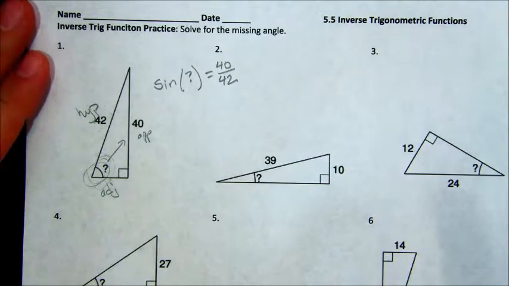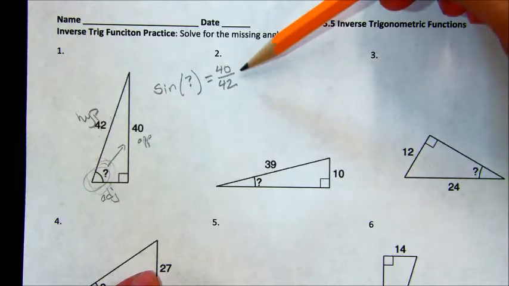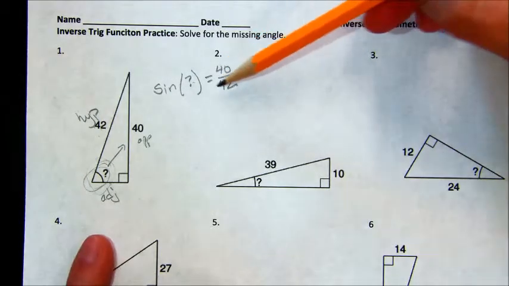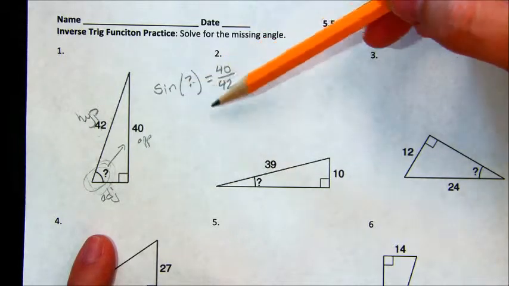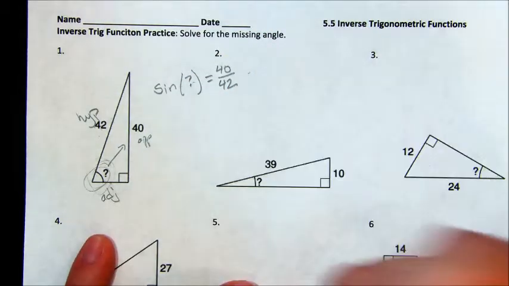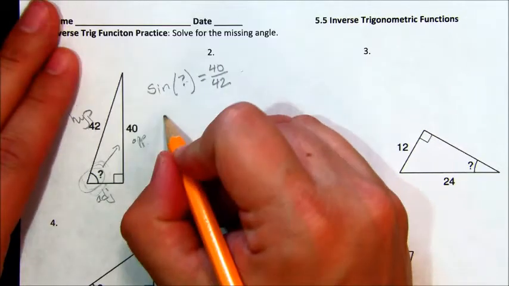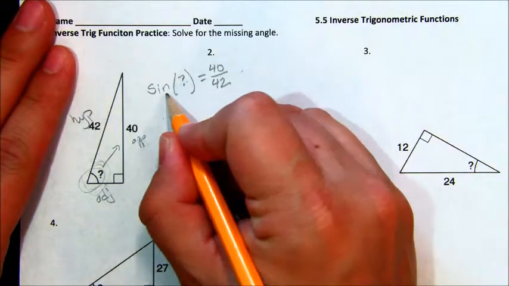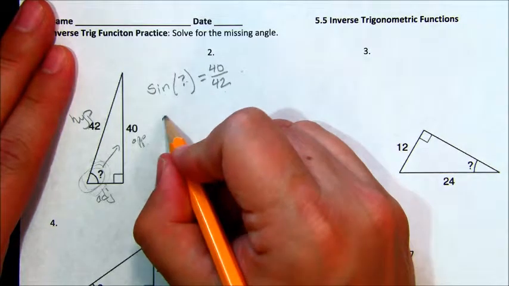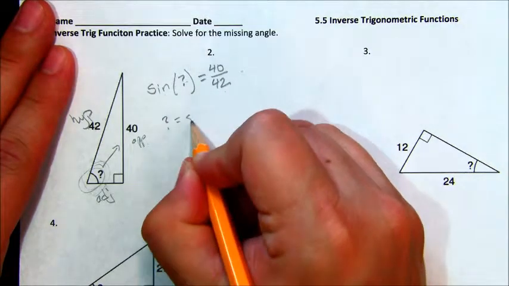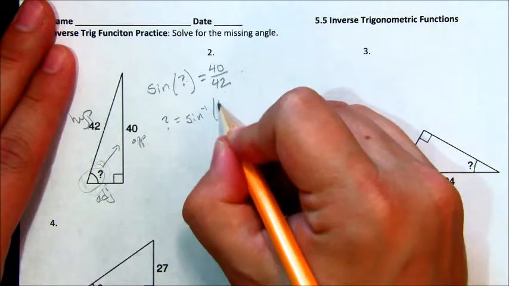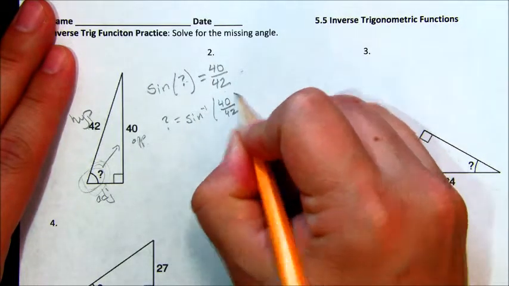Right? So these kinds of problems where we use inverse trig, we know the ratio. What we don't know is the angle. So we use inverse sine, or inverse cosine or inverse tan, to find the angle when we know the sides, when we know the ratio. Okay, so I've got sine of this angle equals 40 over 42. That tells me that the angle itself is going to be inverse sine of 40 over 42.